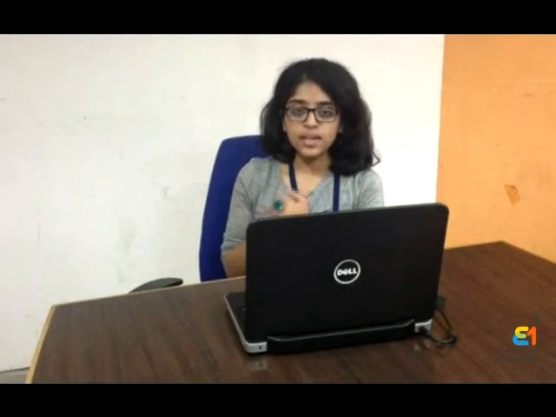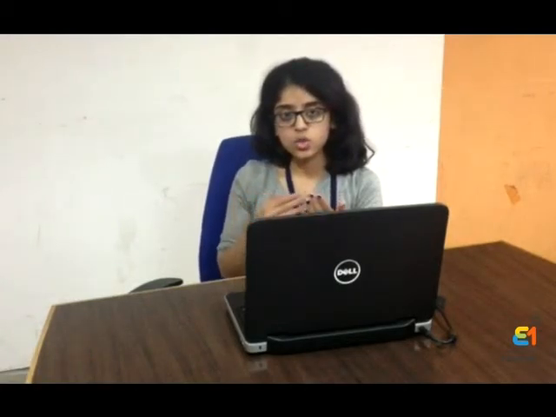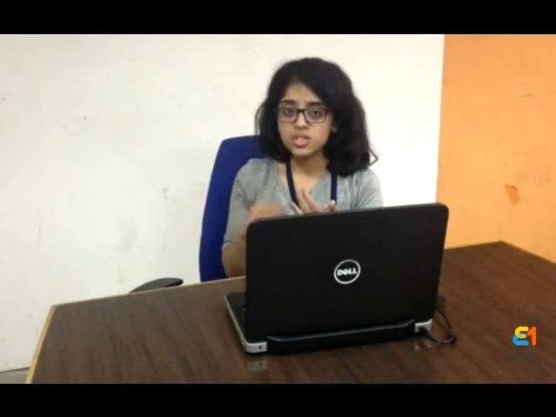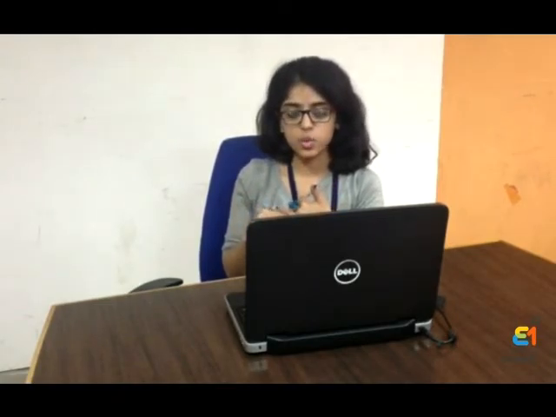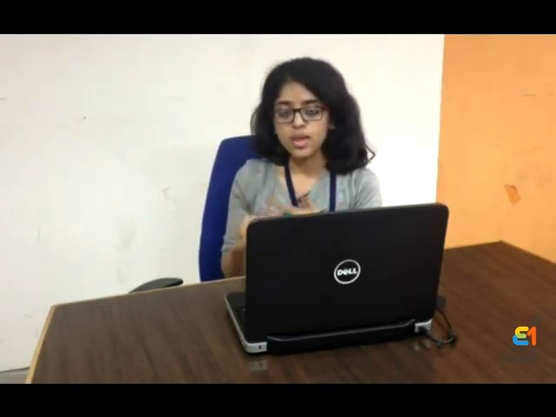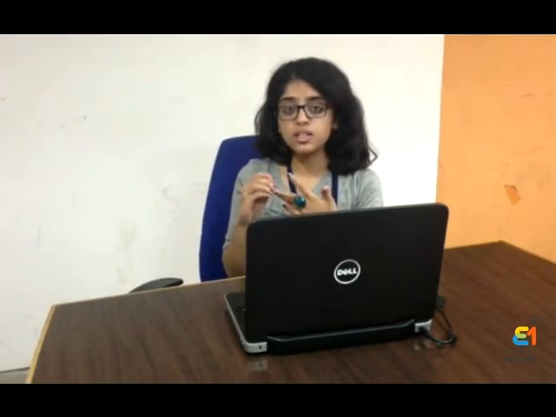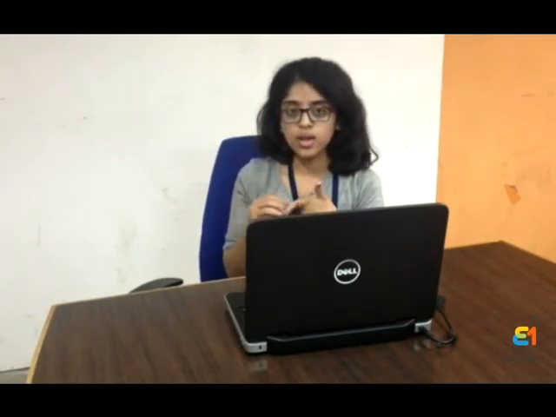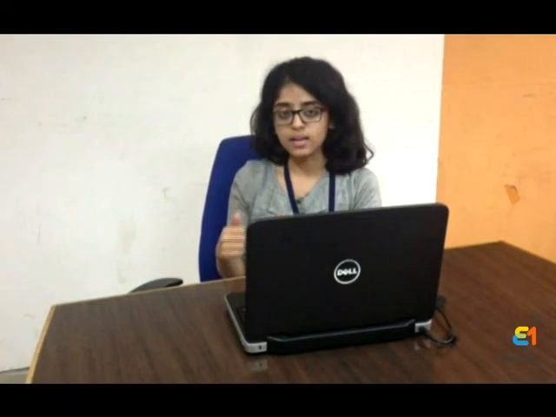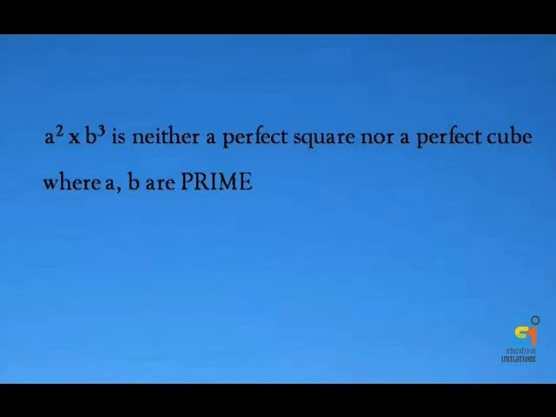A way to remediate this would be by telling the students to multiply this number out. Now since this number is neither a perfect square nor a perfect cube, they will not be able to come up with either a square root or a cube root and hence will be able to understand that a number of the form a square into b cube is neither a perfect square nor a perfect cube.